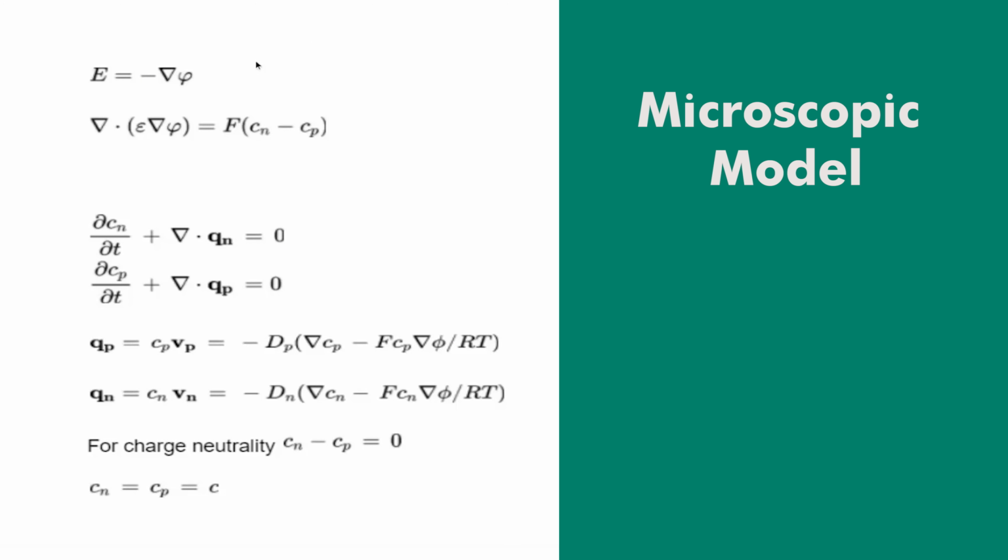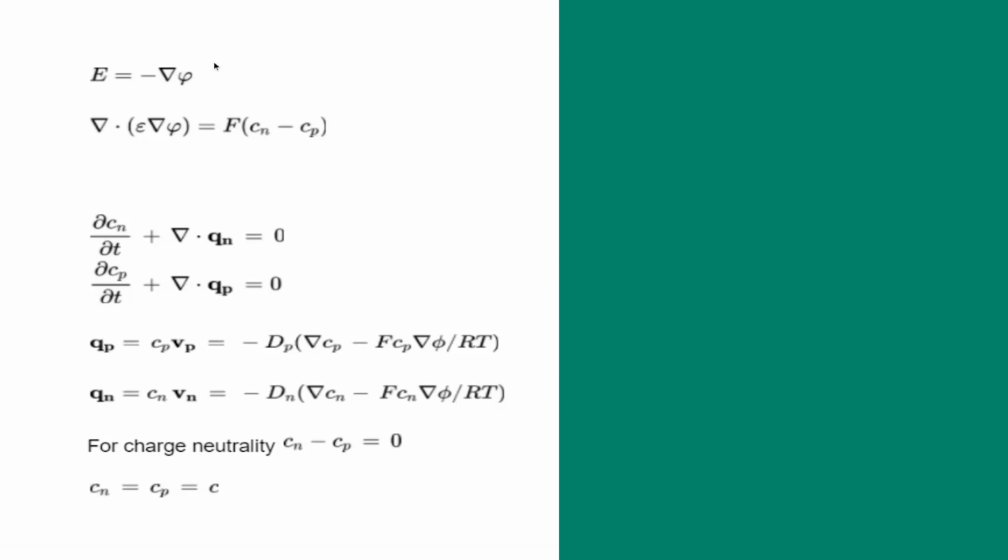Hello all, this is Parth Kanani. I am going to present a macroscopic charge transport model for ions in a battery. Let's review some basics. Here we have written the electric field E as the negative of a potential gradient, and we have the divergence of the electric field as the charge density, as expressed by Gauss's law. Charge density is written as F, the Faraday constant, times the difference in the concentration of negative and positive species.